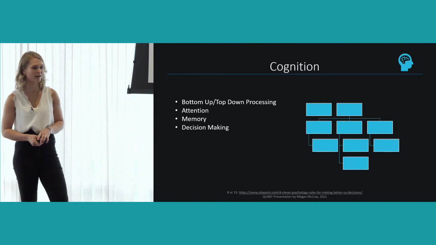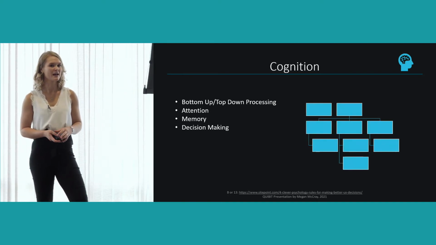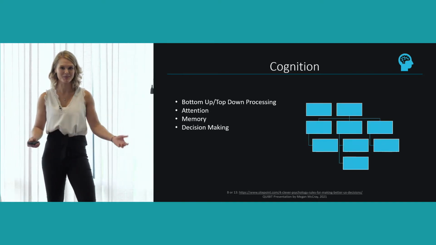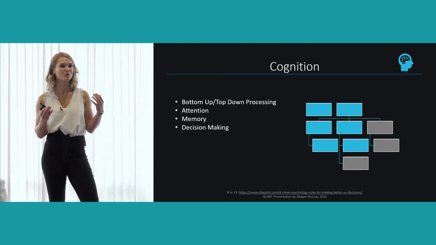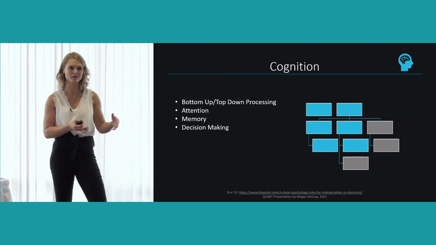Finally, we have decision making. One of the best ways to mitigate error is to eliminate poor decisions, make them impossible to make. You guide the user towards the correct answer.